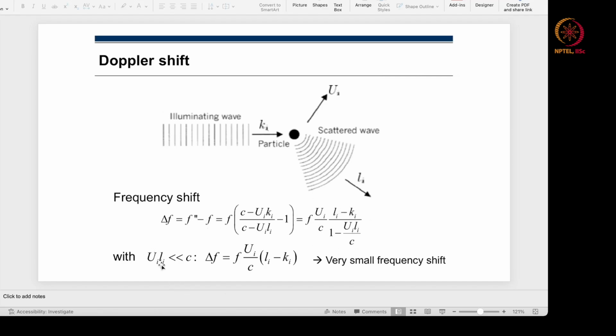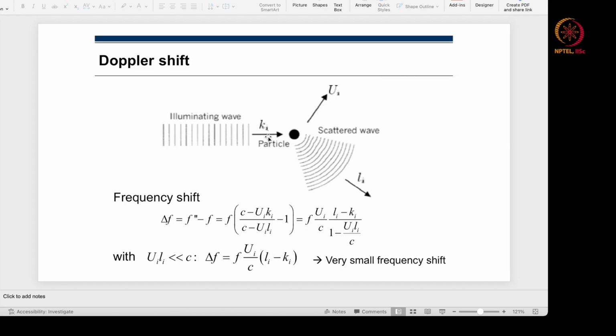Now you should also realize that ui·li is a term which is basically the component of u in the direction of li, whichever scattering direction you are actually measuring. It is much, much smaller than c. Or in other words, your frequency shift is basically the original frequency times this, and these are unit vectors. One is the ki direction, and the other one is the direction in which you are actually monitoring the scattering. So this depends.